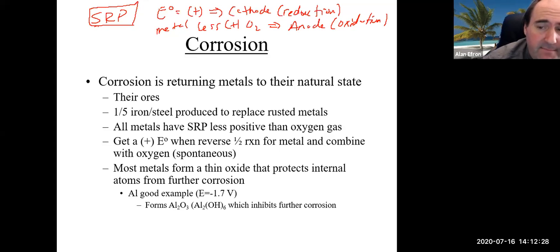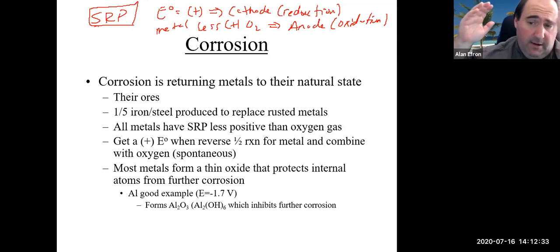So any metal that has an SRP value that's less than O2, and we talk about oxygen because obviously oxygen is flying around in the air, is the one that's going to be causing this oxidation to occur. It's going to be the oxidizing agent, since it's going through reduction. And we would expect some appreciable oxidation and corrosion to occur in metals with that, because, again, when we do that, we will get a positive value for E.